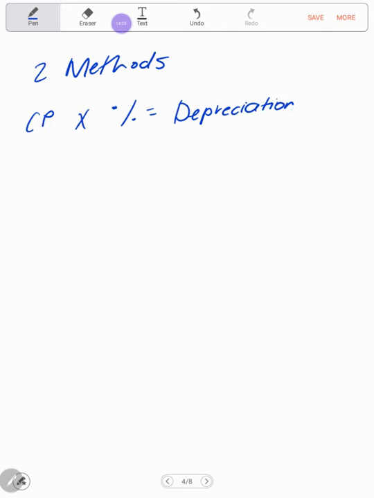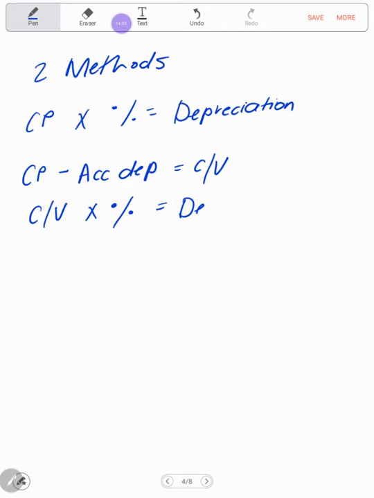And then we have the diminishing balance method, which is the longer method. You first have to work out the carrying value. And how do you get your carrying value? You will take your cost price of the asset, subtract the accumulated depreciation, which will give you your carrying value. From this point, you can then take that carrying value and multiply it by the rate which they have given us, and you will get your depreciation for the year.